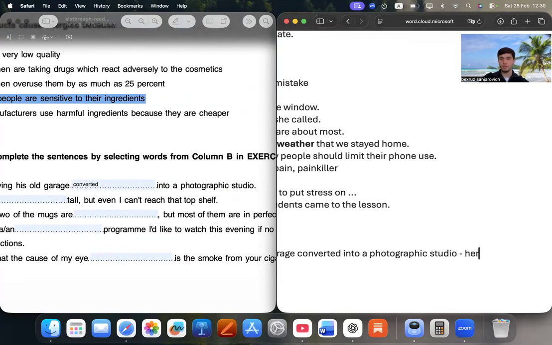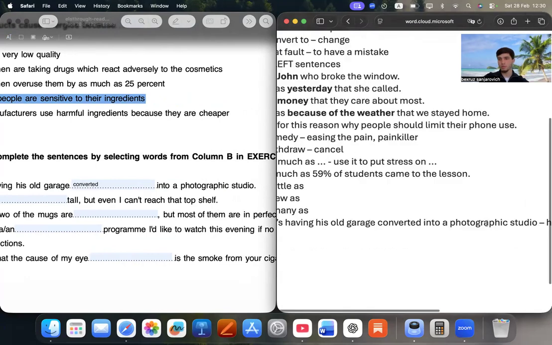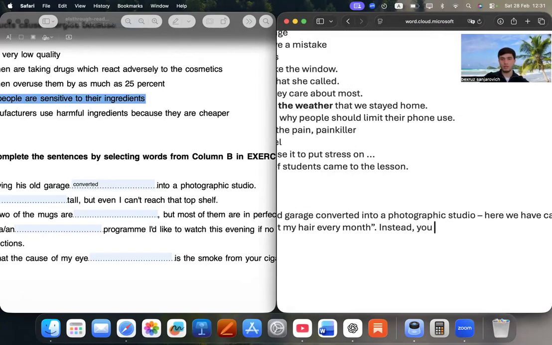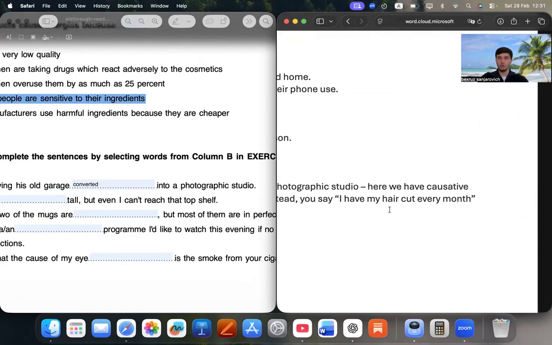So here we have a causative. It's a good grammar. For example, you don't say I got my hair cut every month. Instead, you say I have my hair cut every month. So you don't cut your hair on your own, but you go to a barber and the barber cuts your hair. So in this case, we can say I have my hair cut every month.